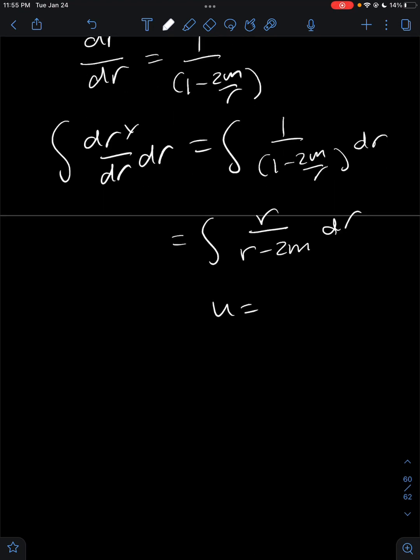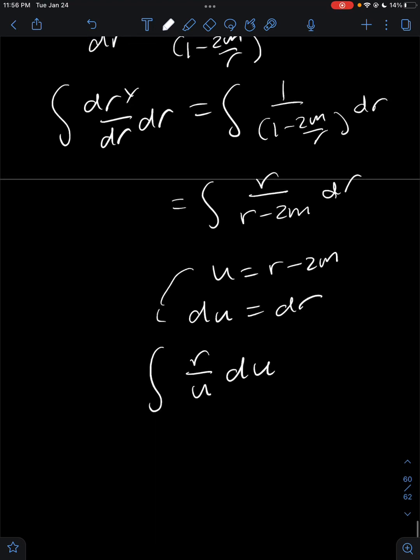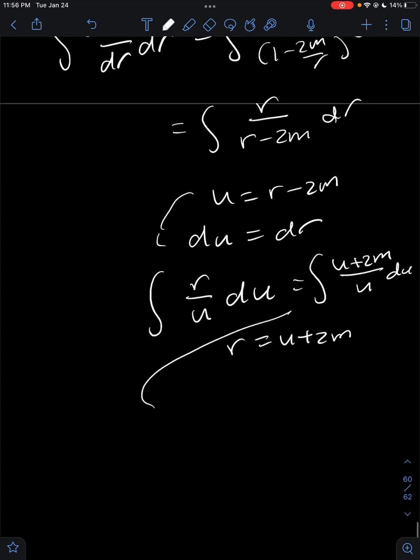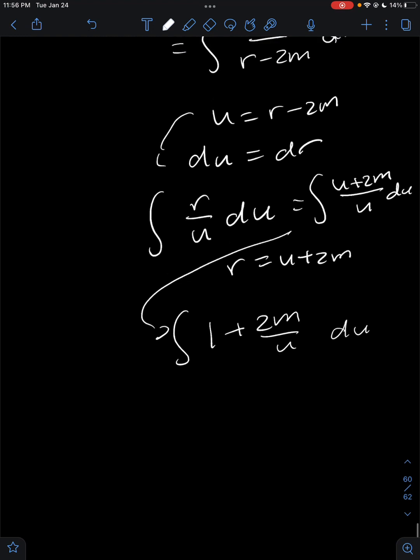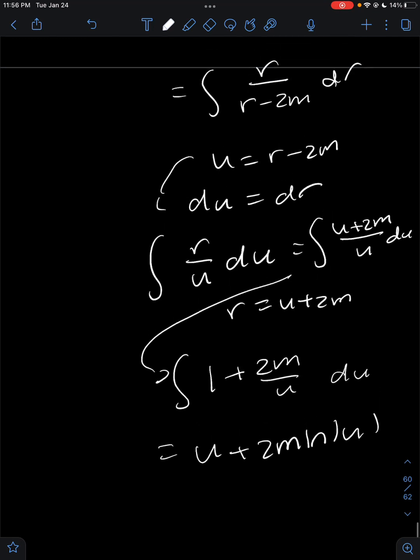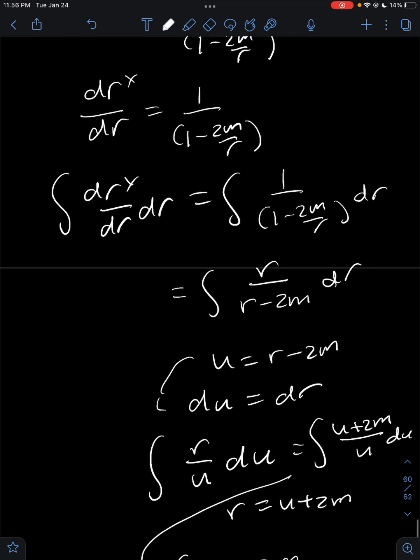Now we can let u equal r minus 2m. This means that du equals dr. So you can write the integral as the integral of r over u du. Now since u equals r minus 2m, this means that r equals u plus 2m. This is just the integral of (u plus 2m) over u du, and that's just going to give us the integral of 1 plus 2m over u du. And that's just going to give us u plus 2m natural log of u. Now since u is r minus 2m, that's just r minus 2m plus 2m natural log of r minus 2m. So that's our answer to the integral.